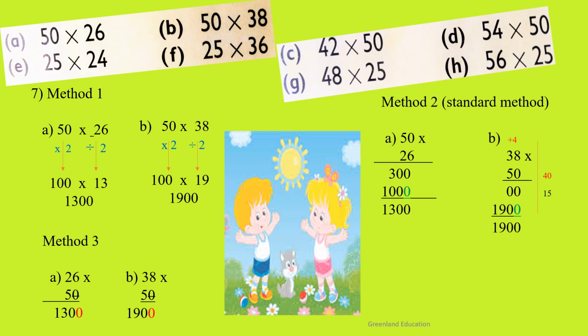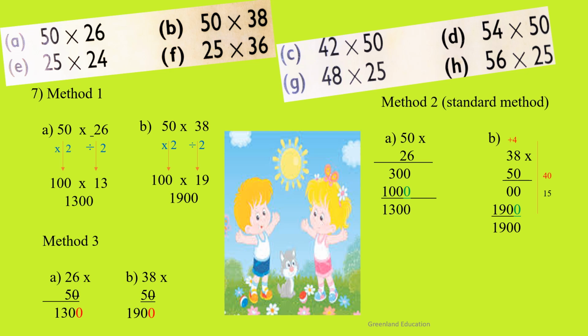Now, I will explain the B also. Here, B, 50 you should multiply by 38. Again 50 we are doubling. That means we are multiplying by 2. 50 multiplied by 2. So the answer is 100.